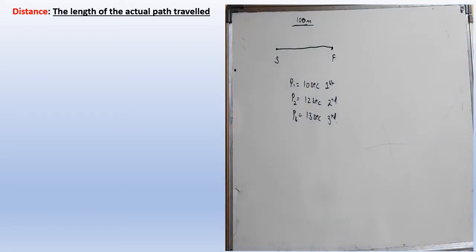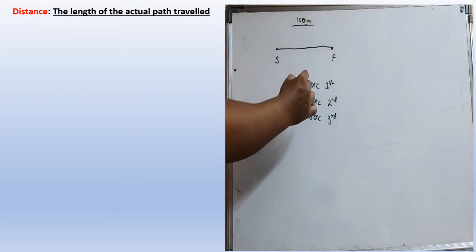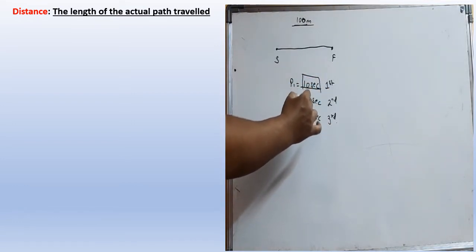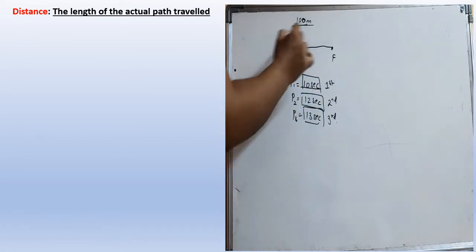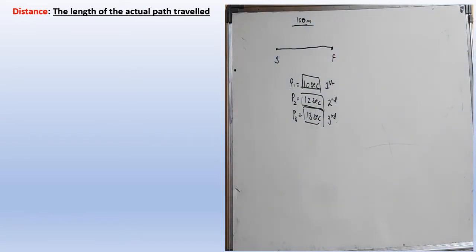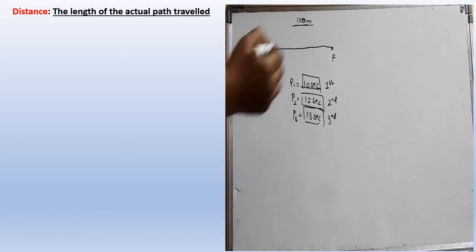Now how can you tell that they have reached first, second or third? By looking at the time taken by each of them to cover this distance of 100 meters. The person who has covered that distance in the least amount of time is the person who has reached the fastest, and the person who has covered the distance in the maximum amount of time has reached slowest. So these concepts of fastest and slowest are related to speed.